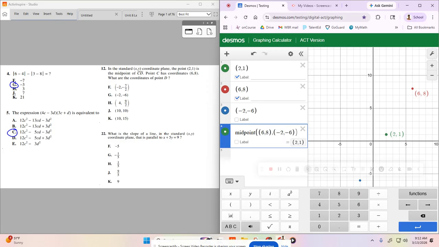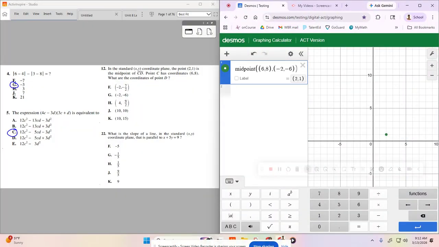And it tells me 2, 1. Yay, y'all, that was easy. So all that other stuff was a waste of time here. So what we should have just done is gone straight to midpoint and typed in each answer choice. G is the correct one.